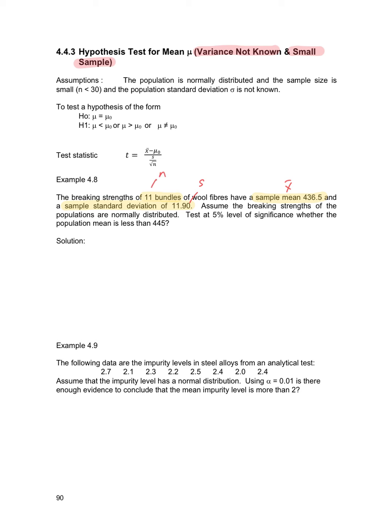This one is N. Assume the breaking strength is normally distributed. Test at 5% level of significance. So this is our alpha. Alpha equals 5% or 0.05. So we want to test whether the population mean is less than 445. So this will be our hypothesis. Population mean less than 445. So H0 and H1, our first step is H0: mu equals 445 versus H1: mu less than 445. So this one is left tail.